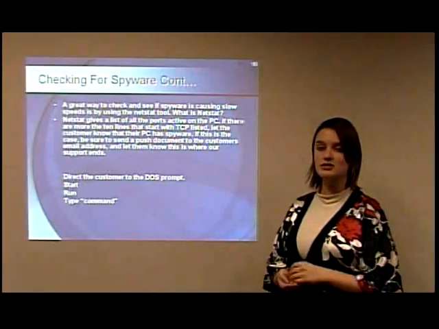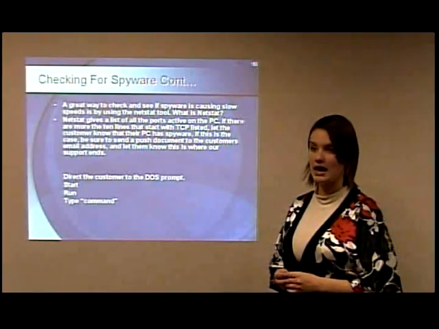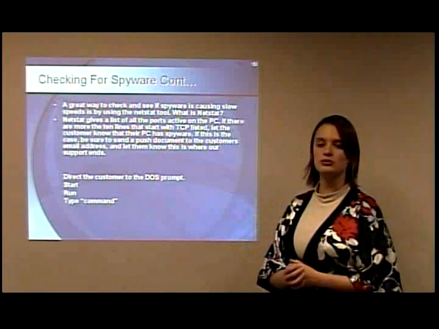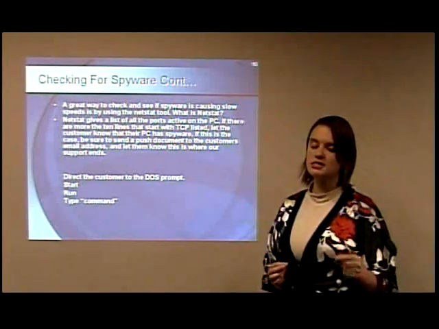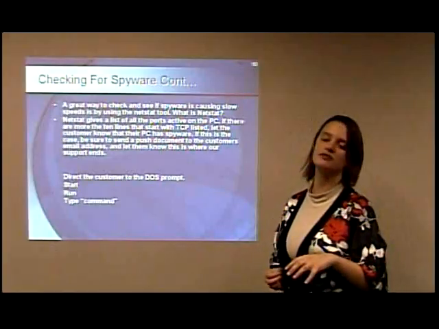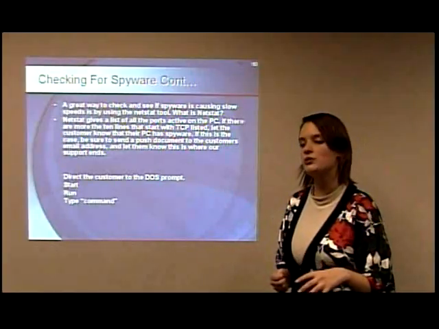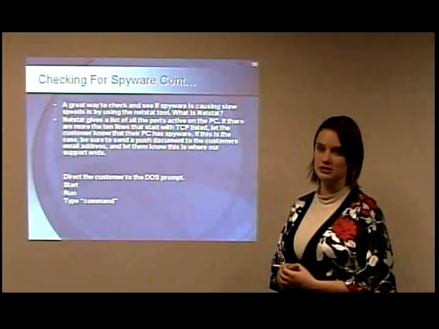If this is the case, we do have push documents on CCI that will walk the customer through some information on spyware. And also you need to tell them that this is where your support of this issue ends. It is not an issue on our network, it is something on the computer causing slow speeds, and they need to get that fixed.